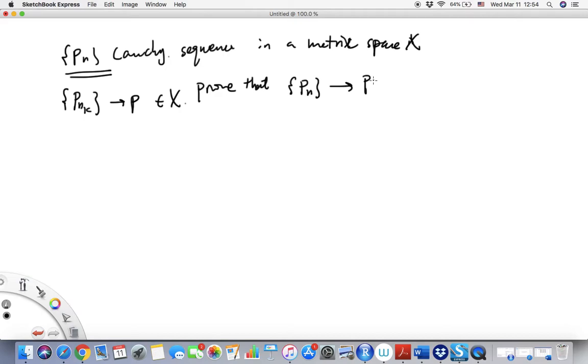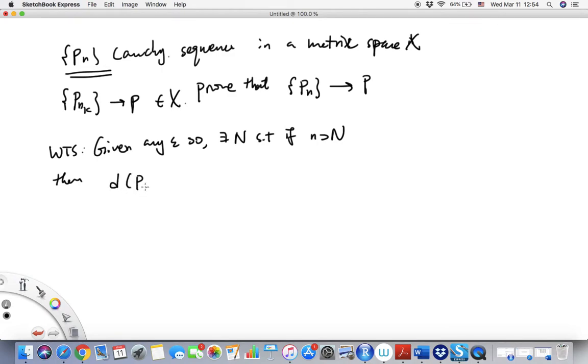Okay, so what do we want to show? Given any epsilon greater than 0, there exists an N such that if n is greater than N, then the distance, here I'm using d for a general metric, between Pn and its limit P is less than epsilon. By now you should be very familiar with the definition of convergence of a sequence. Okay, so that's our goal.